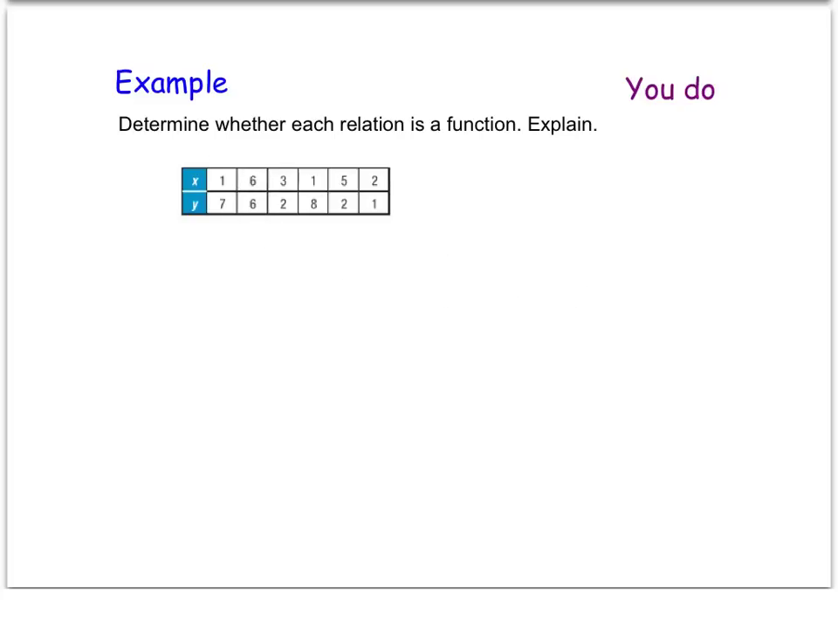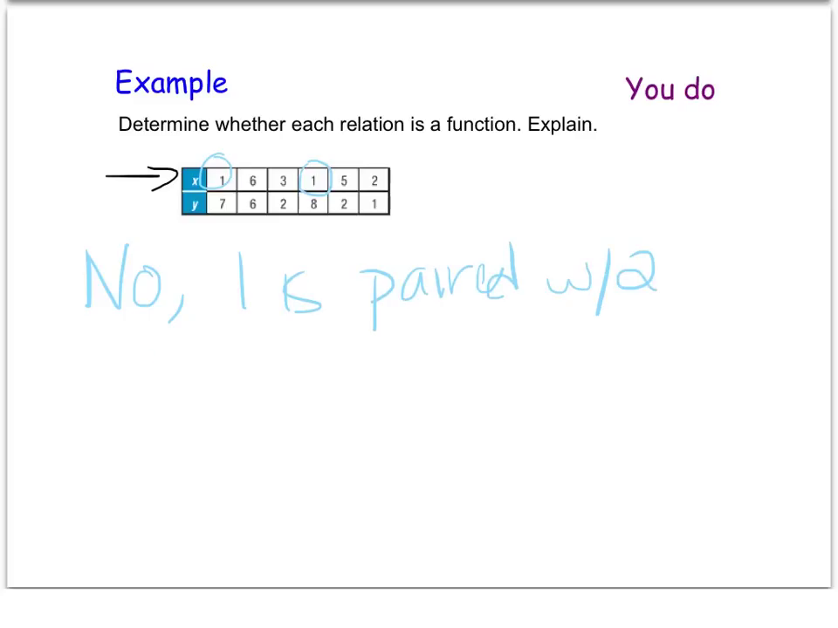All right, so now we're trying to figure out if this is a function or not. So we're still going to be looking at the x's. We want to make sure that our x's never repeat. Well, look at this. I see a 1 here and a 1 here. Okay, so now my x's are repeating, so that automatically says that this is not a function. So no, 1 is paired with 2 range values, 7 and 8.